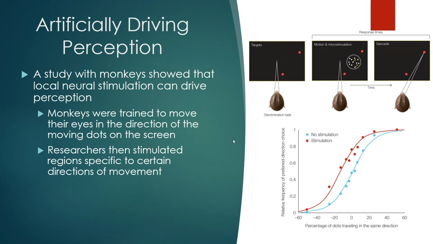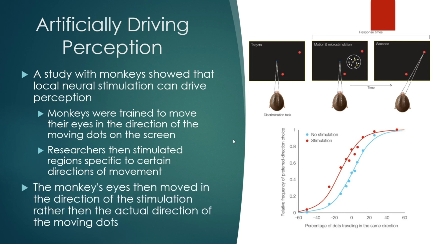Now, we can't ask these monkeys whether they saw the dots moving in the wrong direction, but their behavior is definitely showing us that their perception was warped, right? So we can drive these processes. We can trick the brain by giving it false signals. Kind of freaky. So that was kind of what I was just getting at. So they moved in the wrong direction. So this is something we can manipulate.